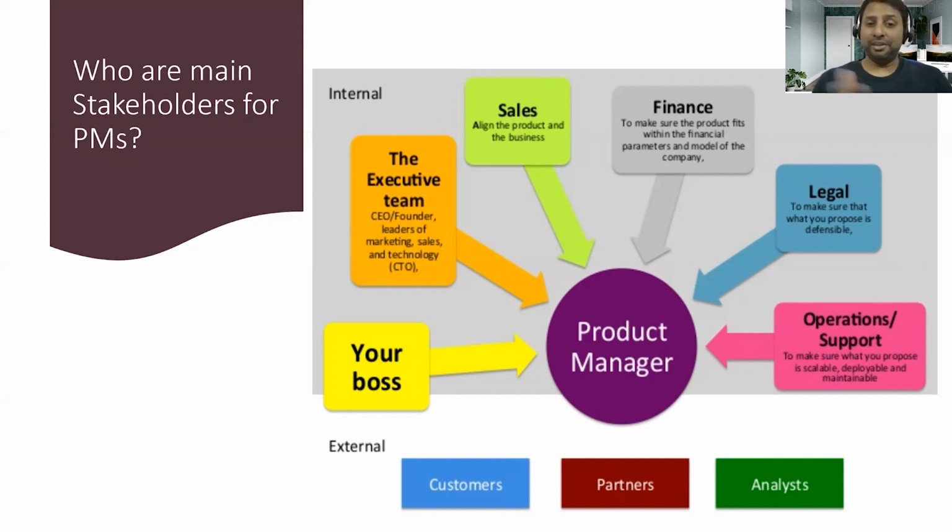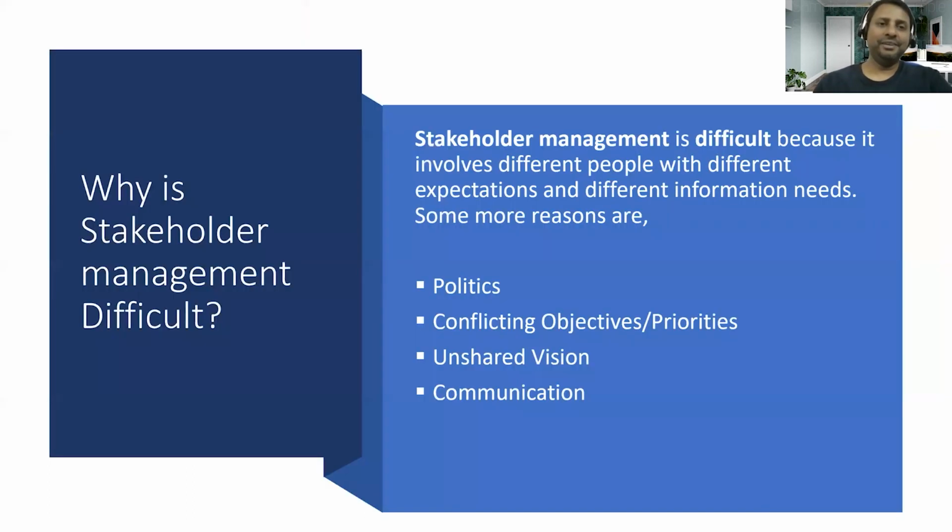You can see also the yellow one is your boss. You don't ignore it, because the boss is always the boss. So he or she is always going to be a great stakeholder of yours. But I think as product managers, all PMs have to interact with the executive team, sales, finance, legal, operations, your boss, customers, partners, analysts, etc.